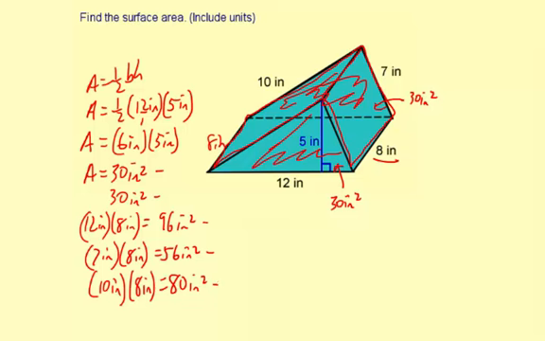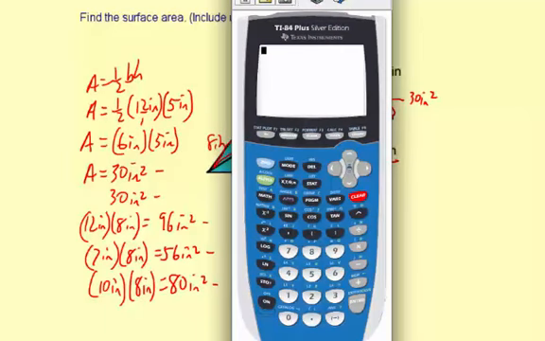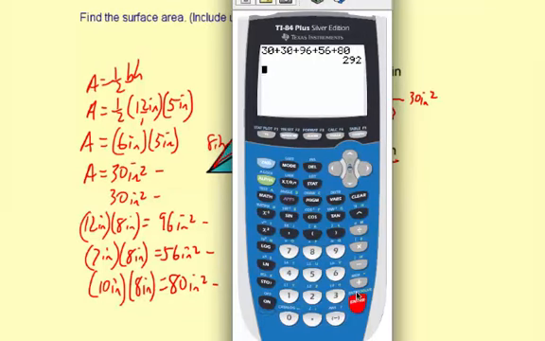Now we just need to add, and I'm going to use a calculator for that. You can add by hand if you want to. So we have 30 square inches plus another 30 square inches plus 96 square inches plus 56 square inches plus 80 square inches. So the total is 292 square inches.